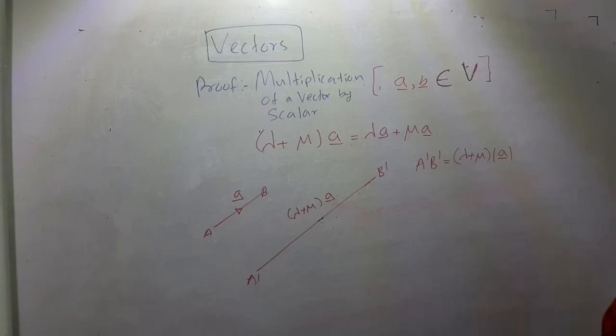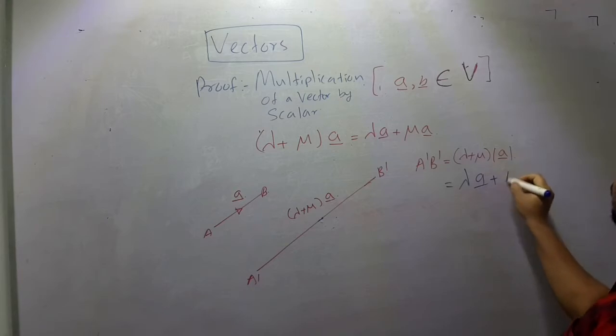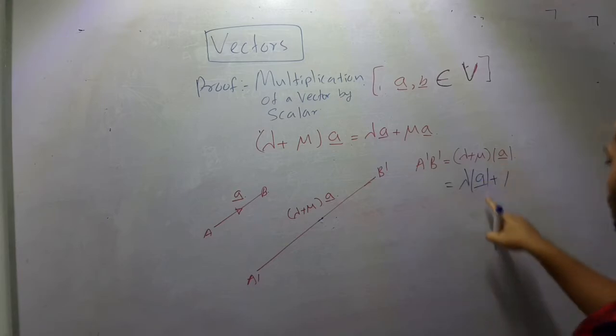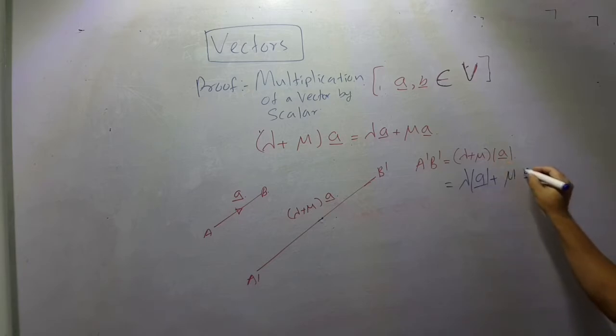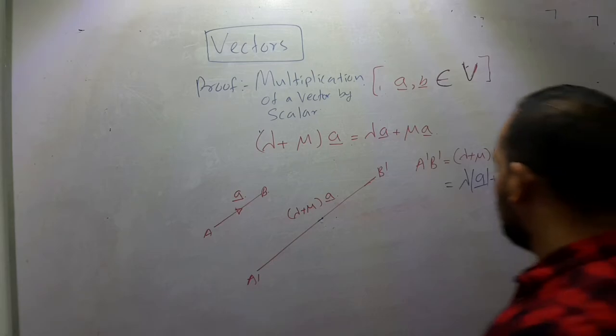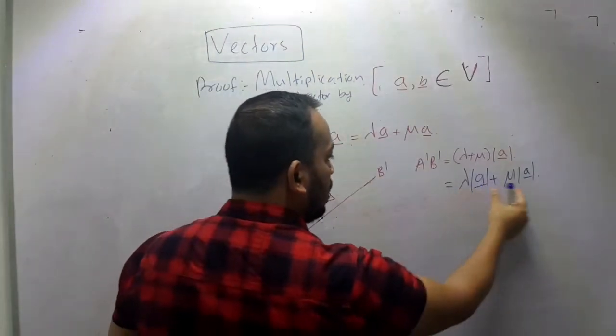It is a multiplication of scalars. So we can write it as lambda times the magnitude of a plus mu multiplied by the magnitude of a. So we can obtain this relationship. Right.